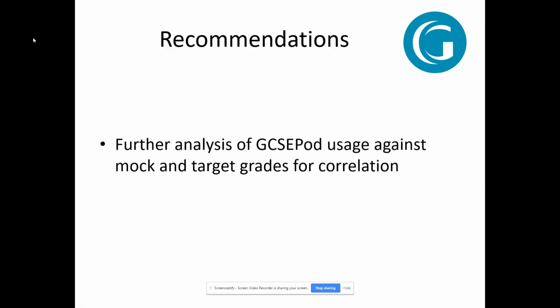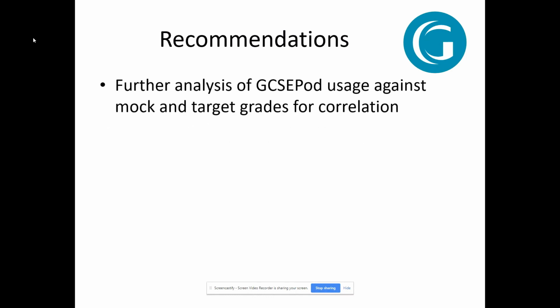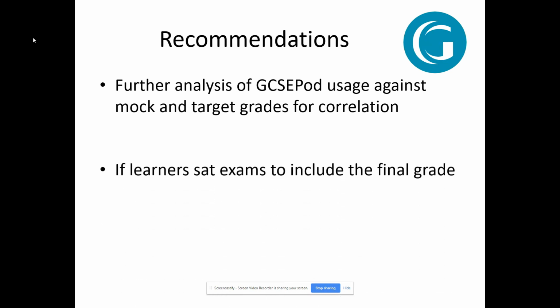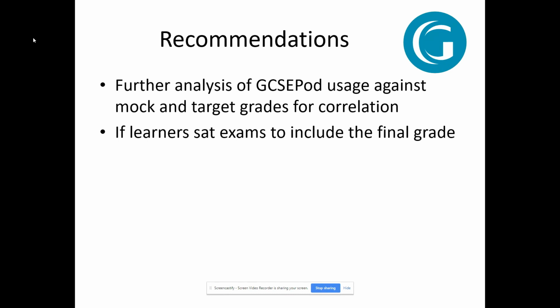So our recommendations for options to scale up. The first would require further analysis of our GCSE Pod usage against the mock results and target grades to see if there's any correlation between that, be it positive or negative. If we had learners who had sat their exams, it would have been good to have included the final grade that they get within that correlation process as well.